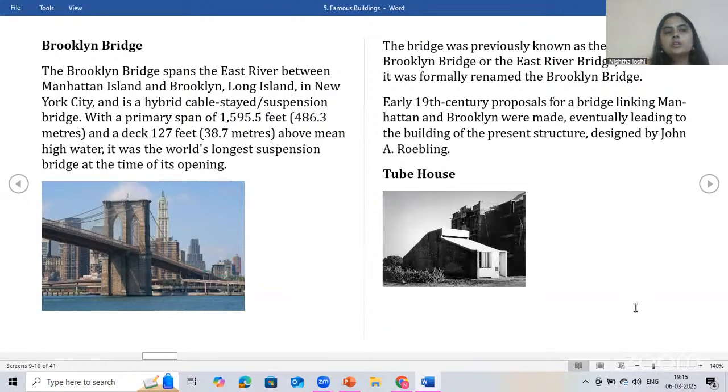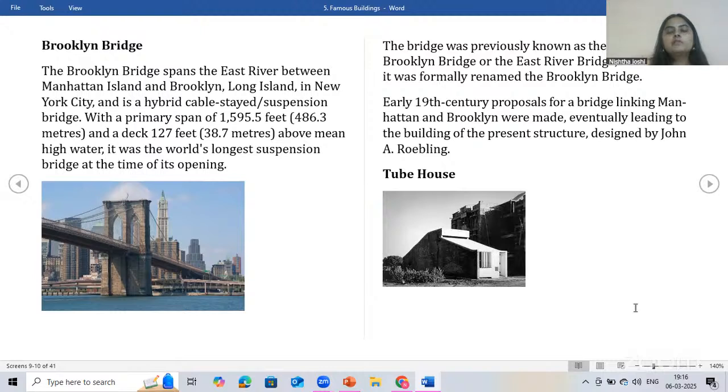Next famous structure is Brooklyn Bridge. Brooklyn Bridge is present in Brooklyn in America. It is a very famous bridge that you must have seen in so many shows and movies because it is a very popular site and very popularly captured structure. The Brooklyn Bridge spans the East River between Manhattan Island and Brooklyn, and it was one of the longest suspension bridges of the world at the time of its opening.